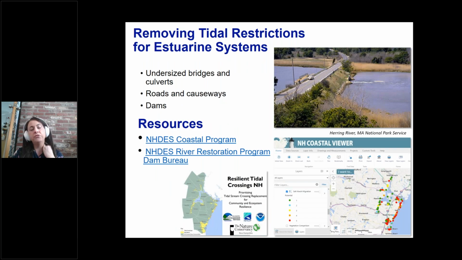And removing tidal restrictions and estuary systems. So Kevin, Lucy gave a great presentation yesterday about the Resilient Tidal Crossings project in partnership with the Nature Conservancy. And they also have their data up on the Coastal Viewer to identify what undersized small bridges and culverts are causing barriers to aquatic organism passage and tidal migration and are at risk of flooding from sea level rise. Roads and causeways and removing dams, those all can be candidate mitigation projects. Next.